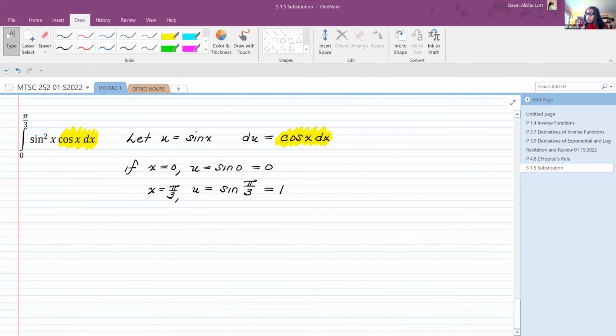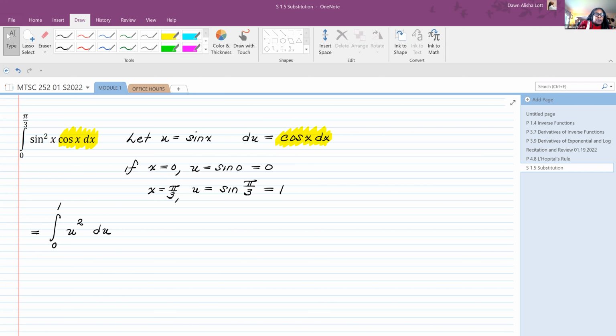Okay, so let's transform my integral. I'm going to use u substitution. 0 becomes 0. Pi over 3 becomes 1. Sine squared becomes u squared. And cosine x dx becomes du. Oh, that was pretty. Look how pretty that is. Nice and smooth, because the derivative is sitting right next to it.